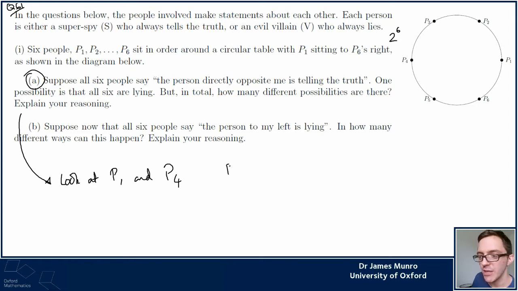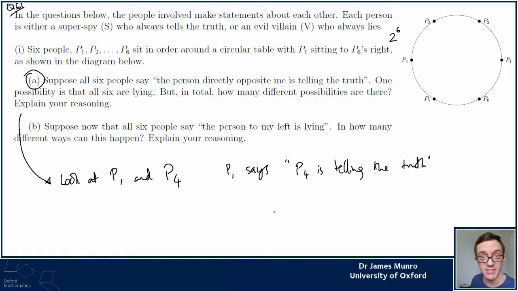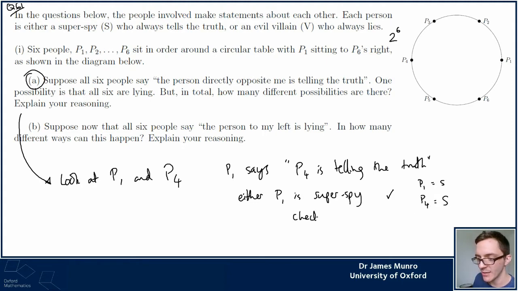So P1 says P4 is telling the truth. There are lots of different ways to break this into cases, but I'd say either P1 is a super spy and is telling the truth, in which case P4 would also have to be a super spy. Then I have to check that against what P4 actually says. P4 says P1 is telling the truth. That checks out.